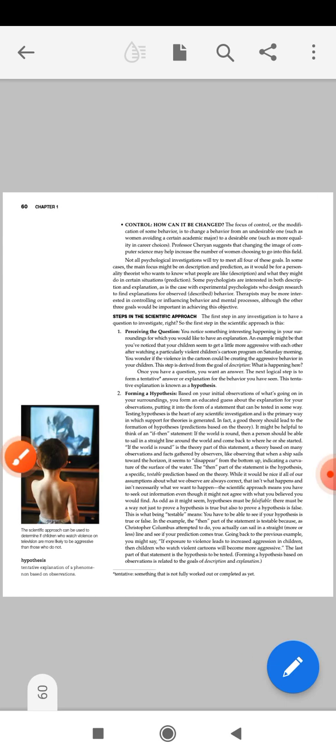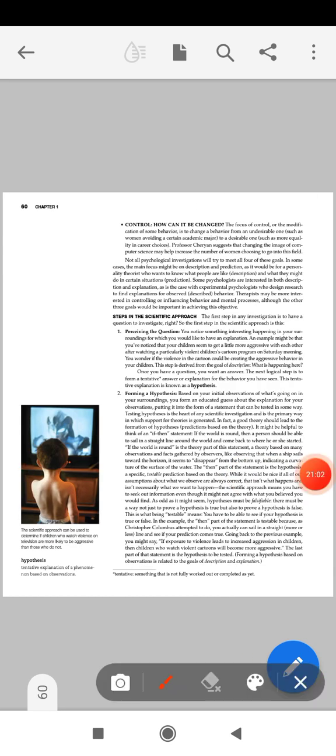And what is the control? Control is the focus of control or the modification of some behavior, to change a behavior from an undesirable one, such as women avoiding a certain academic major, to a desirable one, such as more equality in career choices. Professor Cheryan suggests that changing the image of computer science may help increase the number of women choosing to go in this field.